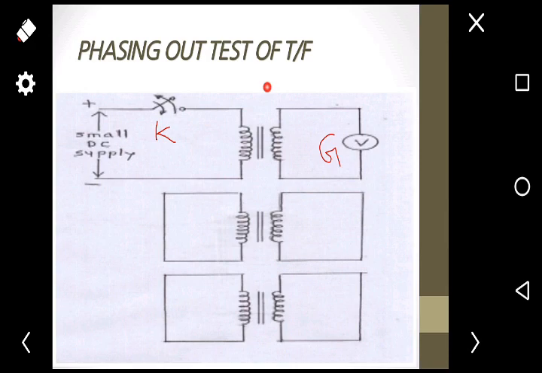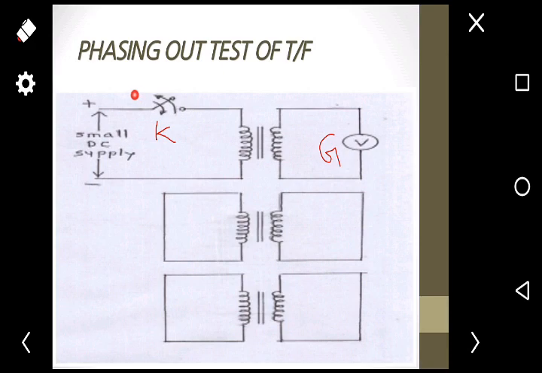Next test is the phasing out test. This particular test is carried out only on a three-phase transformer. There are three windings of primary as well as secondary, which are identified as belonging to the same phase. As shown in the figure, the three-phase transformer is short-circuited except the primary and secondary of the first winding.